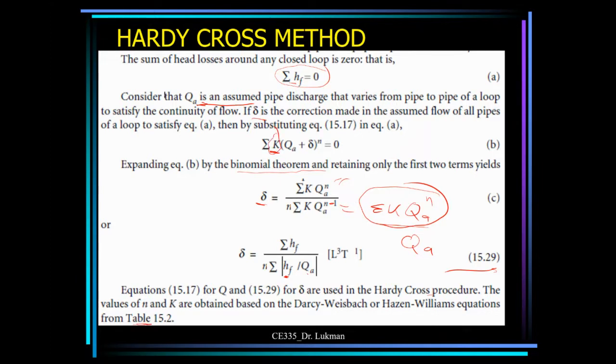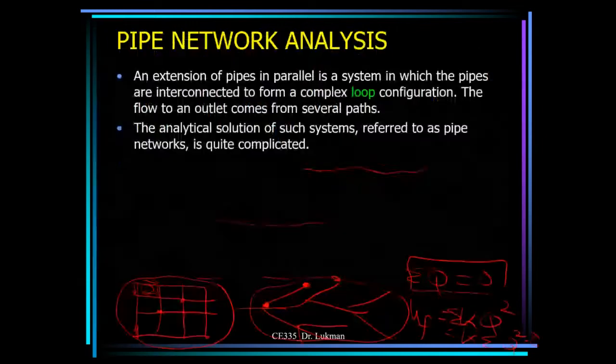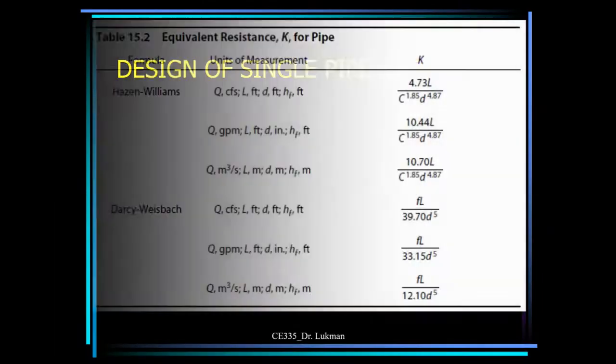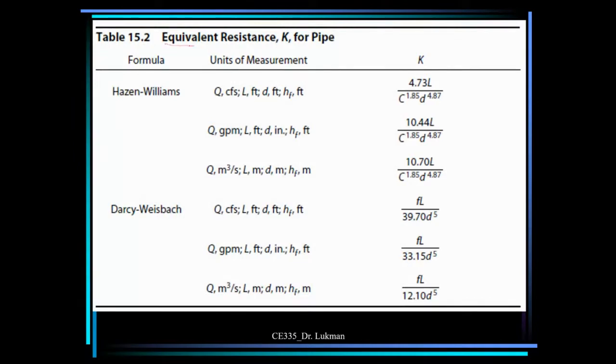We know that for imperial units it is different, and for the Hazen-Williams, sorry, for the SI unit it is also different. We already introduced all these tables before. Let me briefly take us back to the table: equivalent resistance K, for the Hazen-Williams and Darcy-Weisbach. So K here for SI unit is equal to this. And in the previous lecture, I showed you how K is equal to this using the Darcy-Weisbach equation.